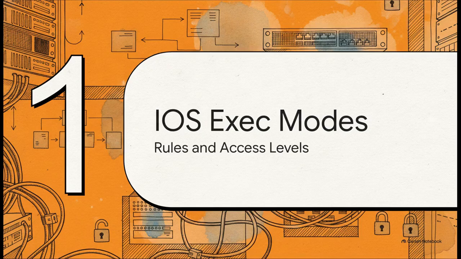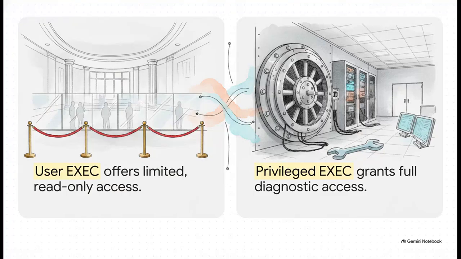Section 1. Understanding iOS exec modes, the rules of the game and device access levels. Think of Cisco iOS as having this strict, tiered security clearance system. You can think of user EXEC as basically the public lobby of a corporate building. You can look around, maybe check a few non-sensitive things, but you absolutely cannot touch anything important. Privileged EXEC, on the other hand, is the staff-only control room. That's the mode that grants you full diagnostic access to really dig into the device.